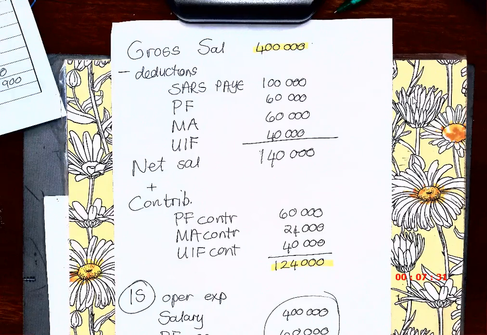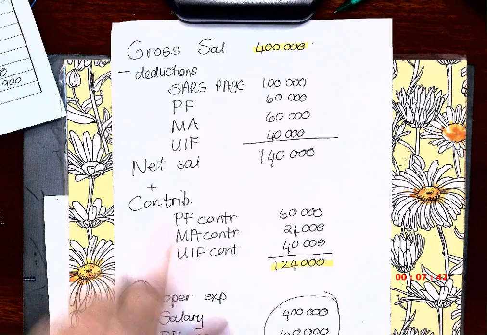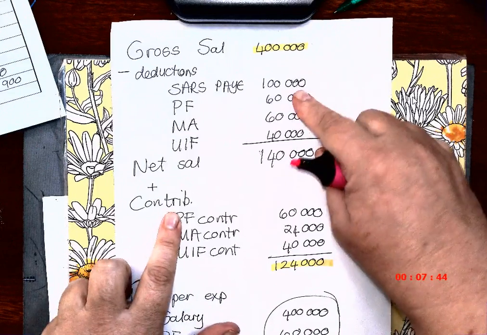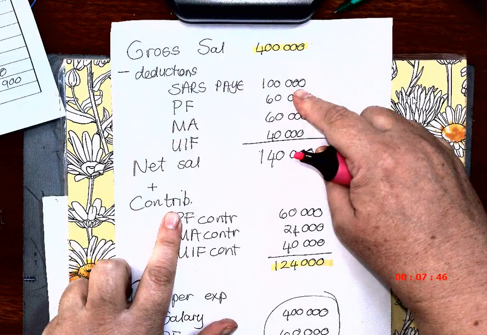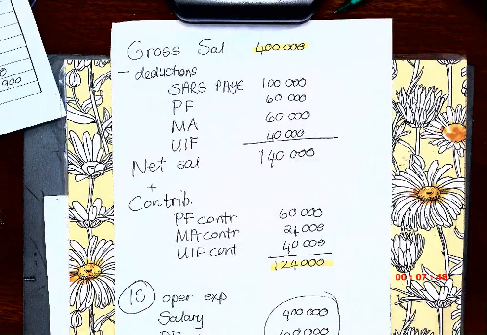Now it's all about what do I owe, right? So if you look at your SARS, can you see SARS will never have a contribution, so you will only owe the deduction. Who owes it? The business owes it to SARS.